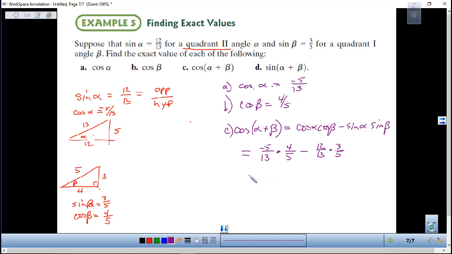All right, so do your multiplication. You got negative 20 over 65 minus 36 over 65. So when we do our subtraction there, we're going to get negative 56 over 65. So there is my cosine alpha plus beta.